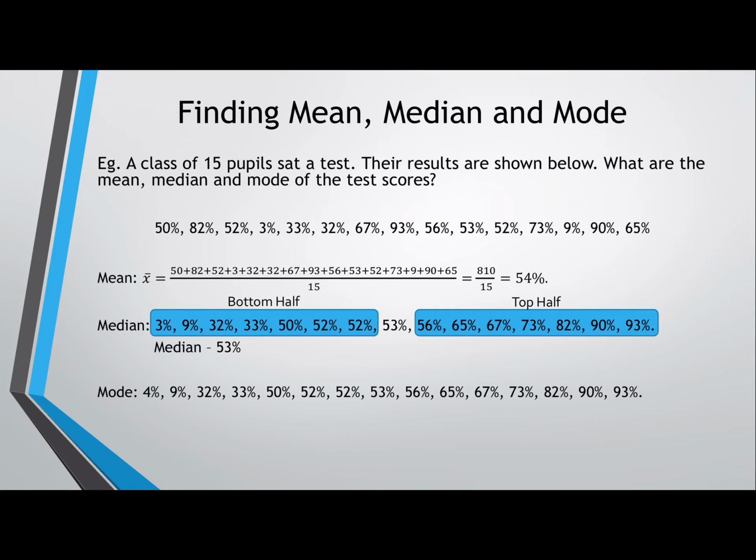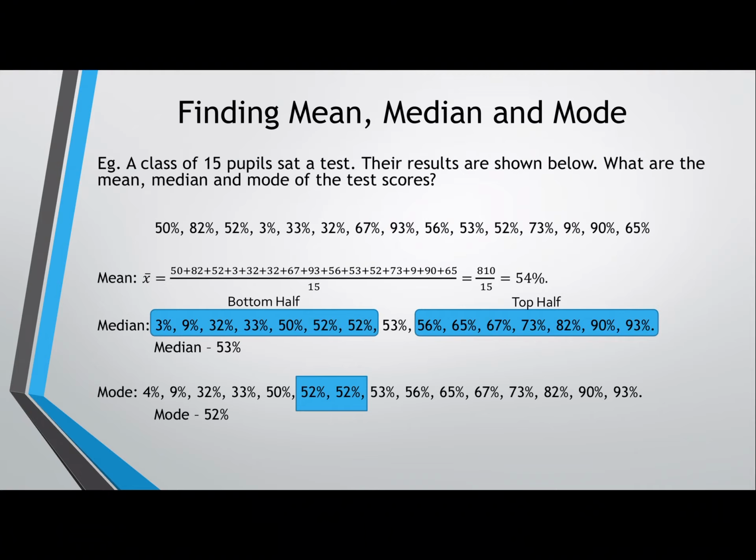So we can see in our list 4, 9, 32, 33, 50. They all just appear once. But we have 52 that appears twice, and there's no other number that appears more than once. So 52 is our mode. So mean, add them up, divide them; median, split in half; and the mode is the most common one.